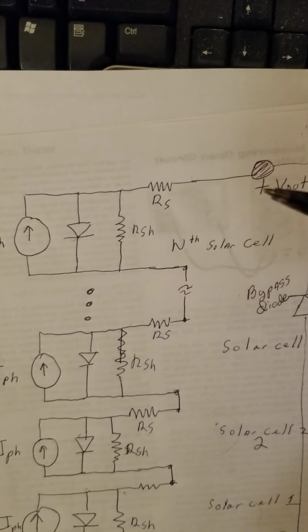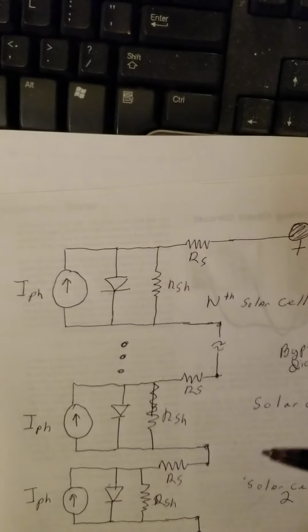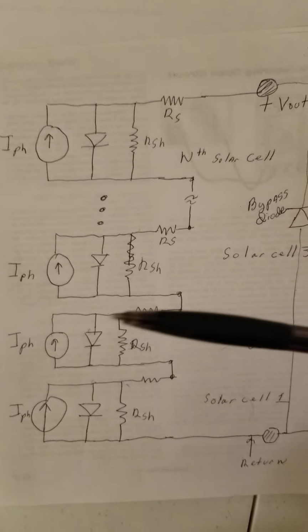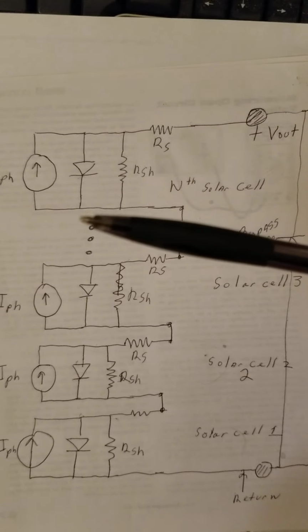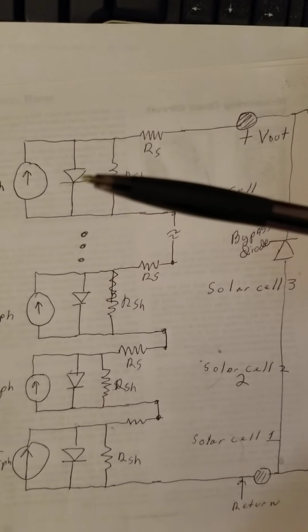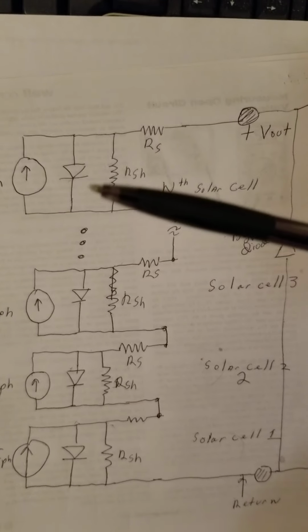Okay? So V out, or the open circuit voltage of a solar panel, is determined by the number of cells, and the limiting factor, what limits the voltage on a solar cell, is this diode.